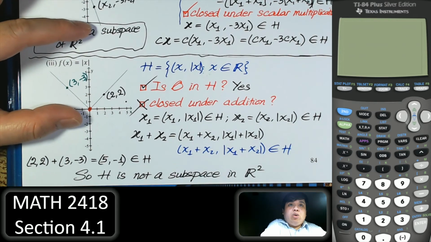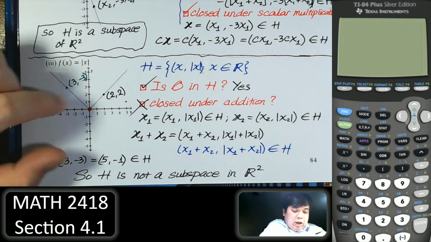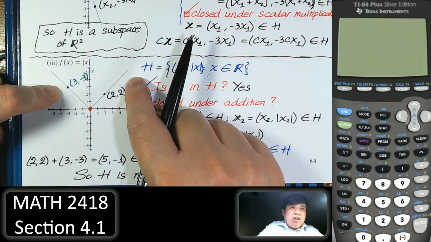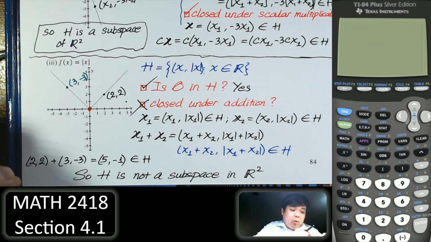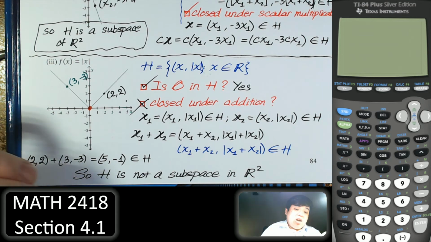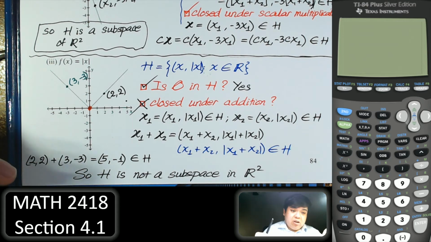Because it is not closed under addition. So if we pick 2 points on the same side, it will be closed. But if we pick 1 point on this side and 1 point on that side, when we add them, the result is not in the set H. So that's why this is not closed under addition, and H is not a subspace. In order to be a subspace, it has to satisfy all 3 criteria.